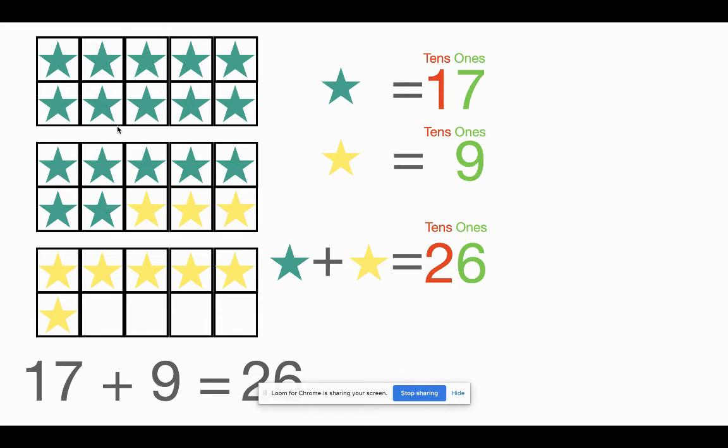Let's take a look at that now, and I'll explain this screen. So we had our 26. That's all of the stars up there. So if I look, the amount of green stars is 17. That's 1 ten and 7 ones. The amount of yellow stars is 9. That's no tens and 9 ones. When I put them all together, just like I counted up and I knew I had 26 stars, I can see that yellow and green stars together has 2 full tens frames and 6 ones. So it's how many full tens frames and what is left over. And that's 26, which is 2 tens and 6 ones.